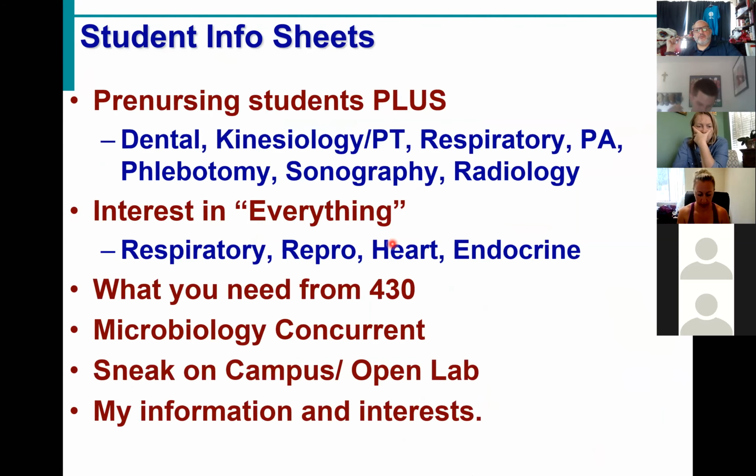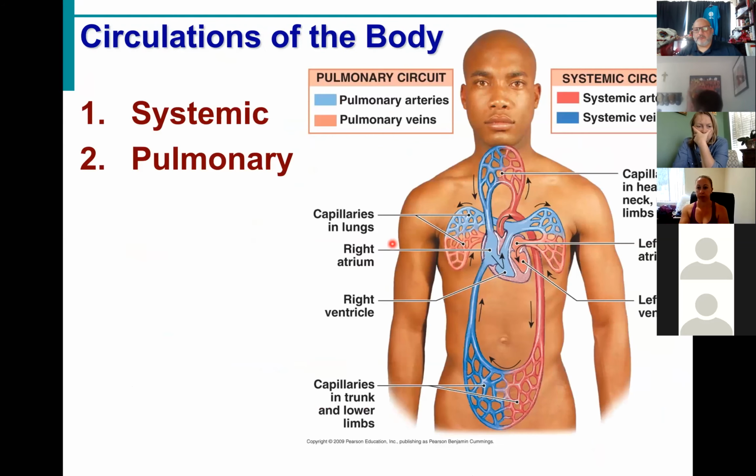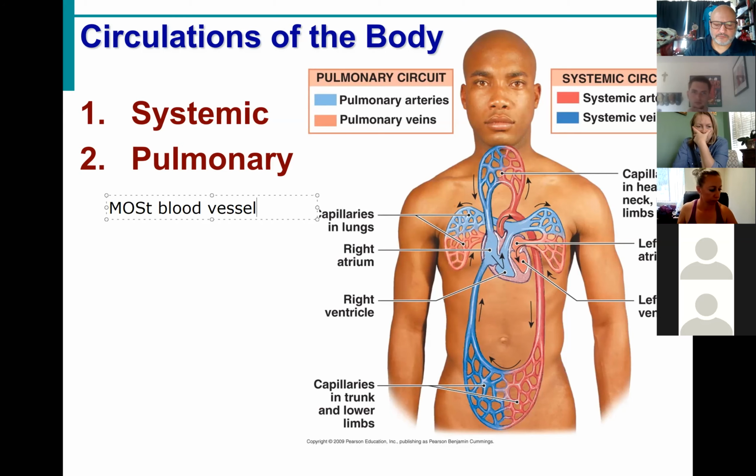All right, let's start here. Let's take a look at our 2, 3 circulations. Here are the first 2, systemic and pulmonary. And remember, one of the things that we talked about is there are far more systemic blood vessels. Most blood vessels in the body are systemic.